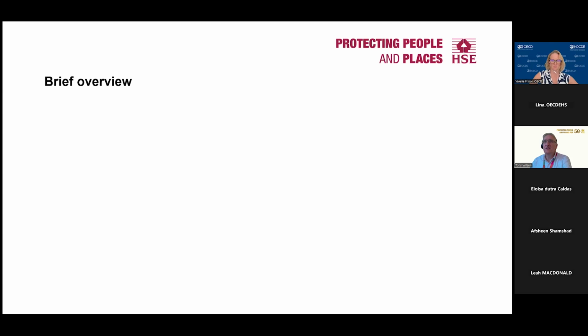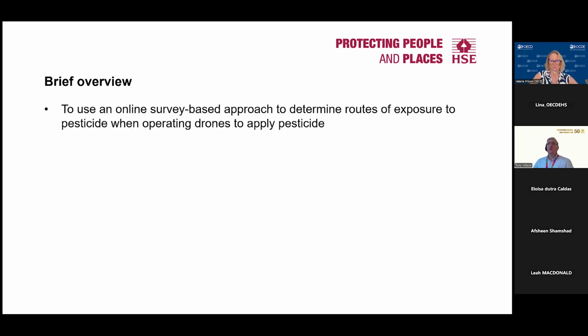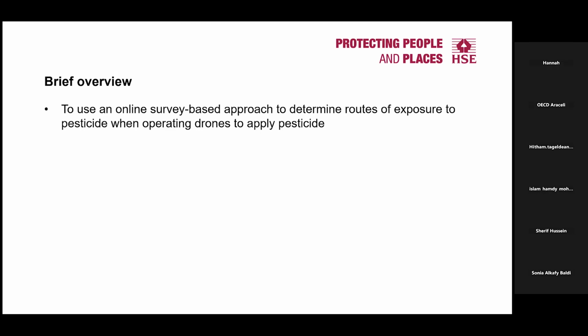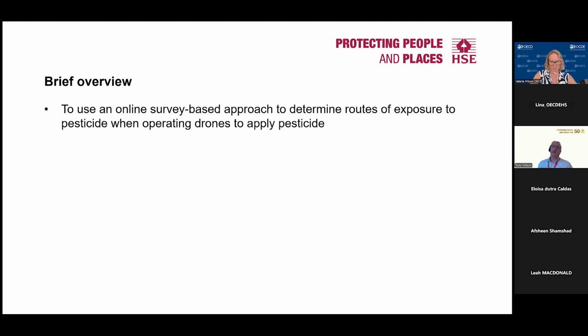Just to give you a brief overview of what we propose to do, we're going to use an online survey-based approach to determine routes of exposure to pesticide when operating drones to apply pesticide. The more respondents to the survey that we get, obviously the more robust the data will be, and that's why we're trying to throw our net far and wide.